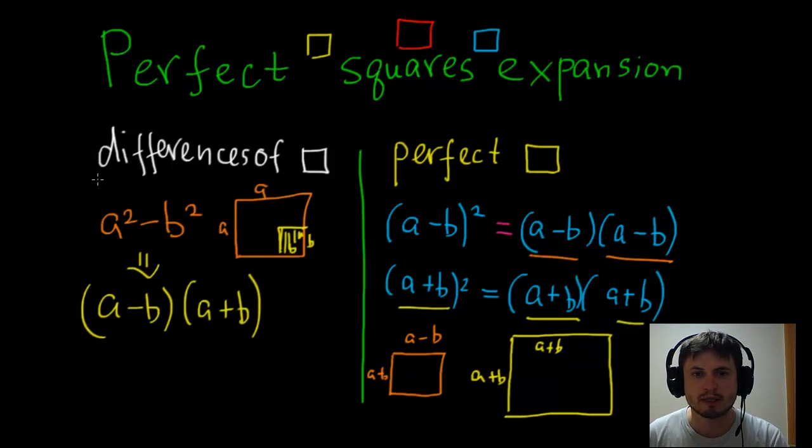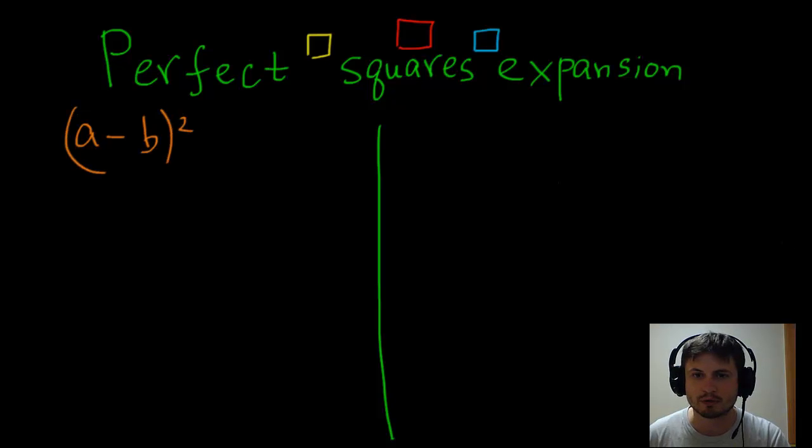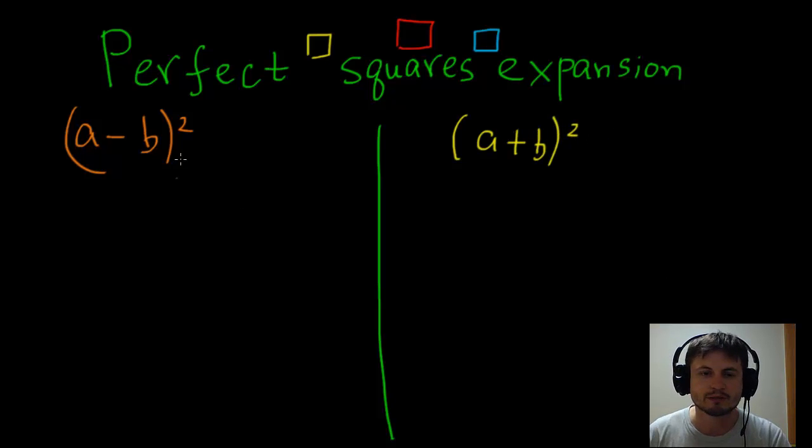Alright, so let's talk more about perfect squares. And on the left side we're going to talk about the difference, a minus b squared, and on the right side we're going to talk about the addition, a plus b squared. So let's start with the difference.